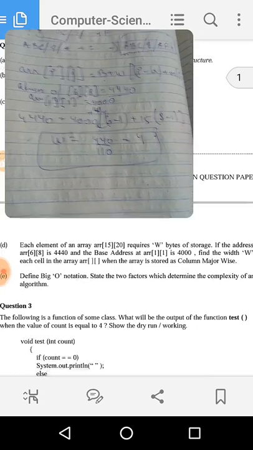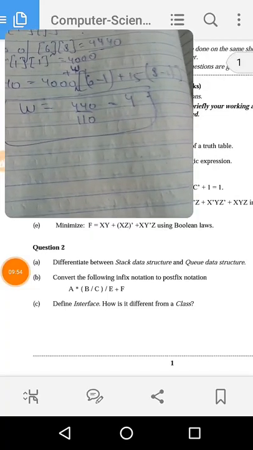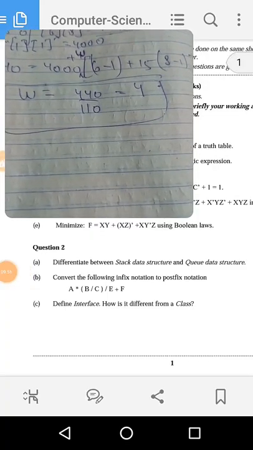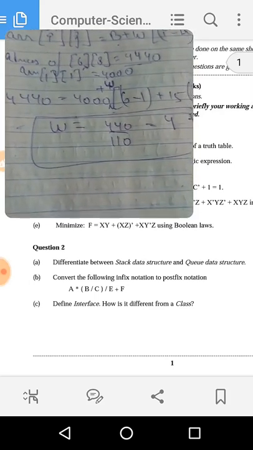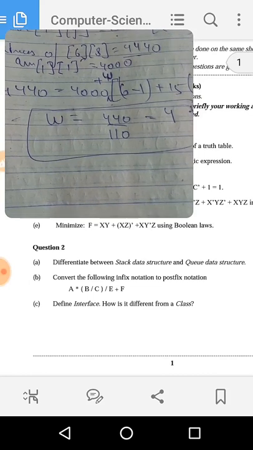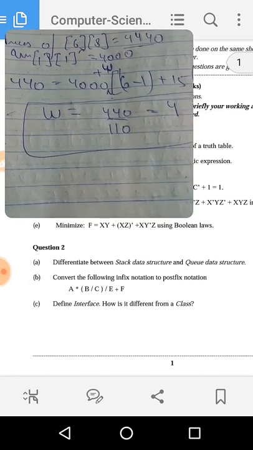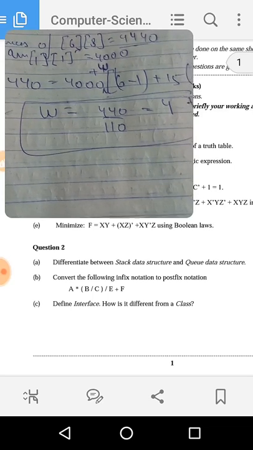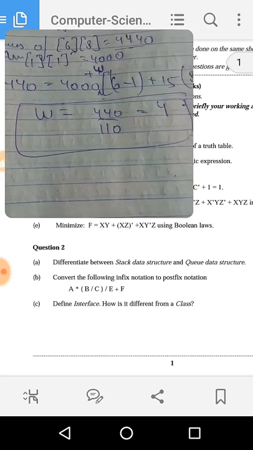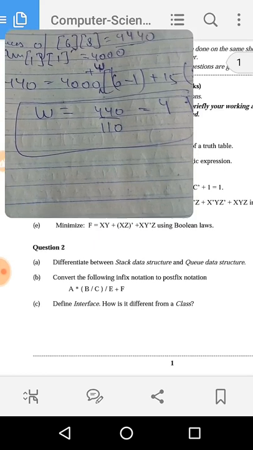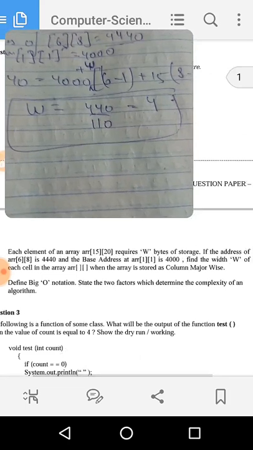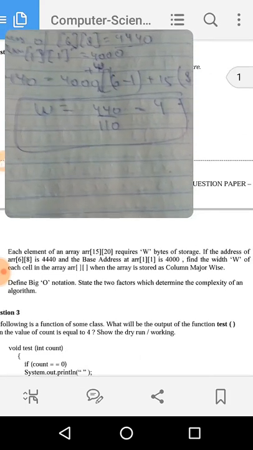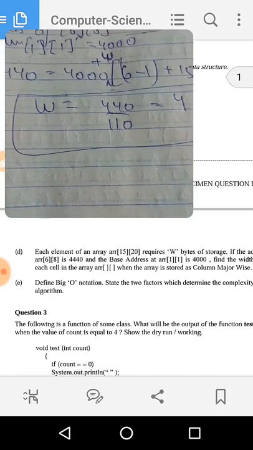And the next question is: define big O notation. Big O notation is generally used for computing performance. It is a function with parameter n. While determining the performance of an algorithm, we only consider the term which plays a vital role and affects the performance of the function. Such a term is known as the dominating term. So this is the definition of big O notation. Another question is: define two factors which determine the complexity of an algorithm. The two factors are time and space.